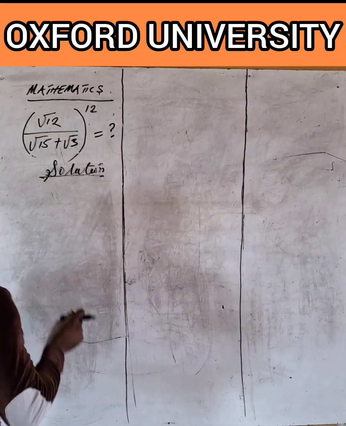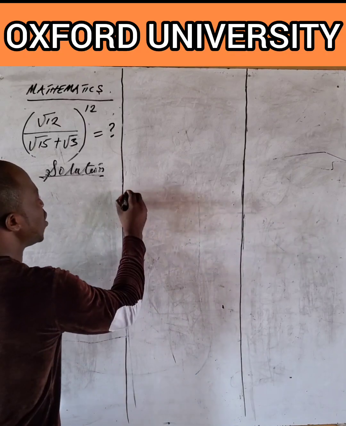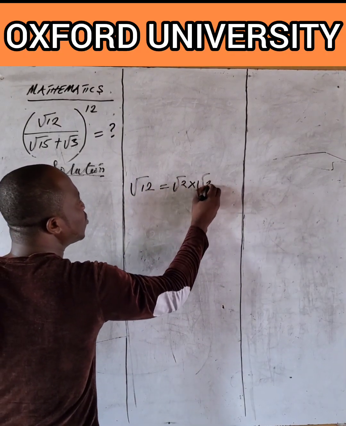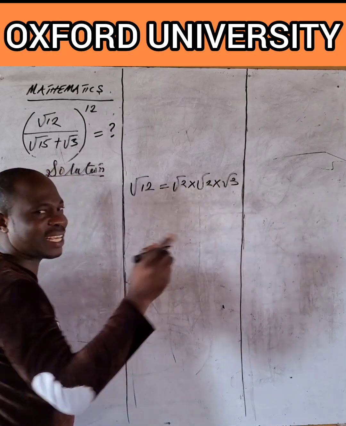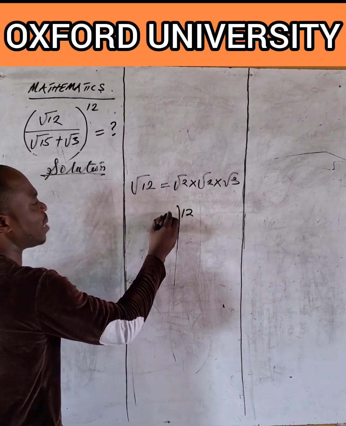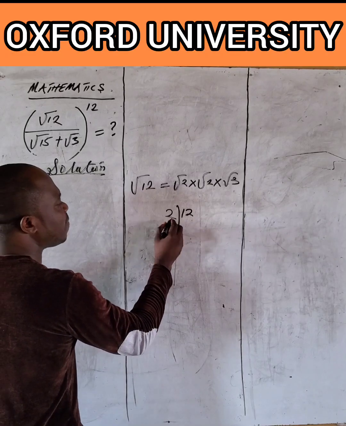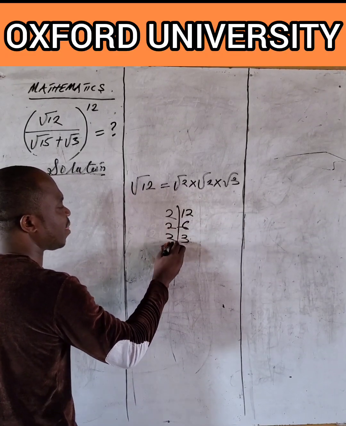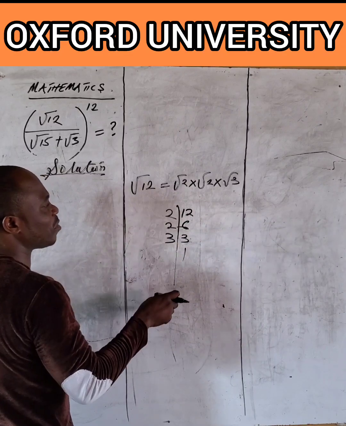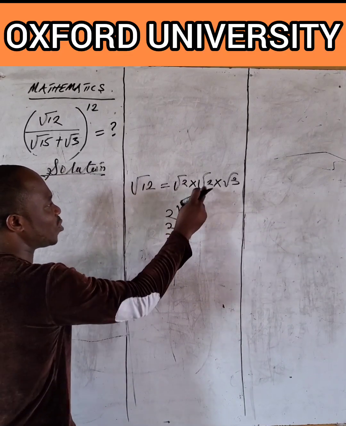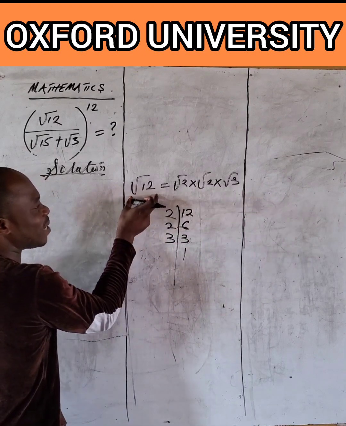All right, we have root 12. We all know that root 12 is the same thing as root 2 times root 2 times root 3. Somebody is asking, how did we get this? Now look at it. If we have 12, and of course I'm dividing, I will have 2 divided by 12 will give us 6, 2 divided by 6 will give us 3, and 3 here is 1. So these are the factors of 12. So we have 2, 2, and 3. So root 2 times root 2 times root 3 is the same thing as root 12.